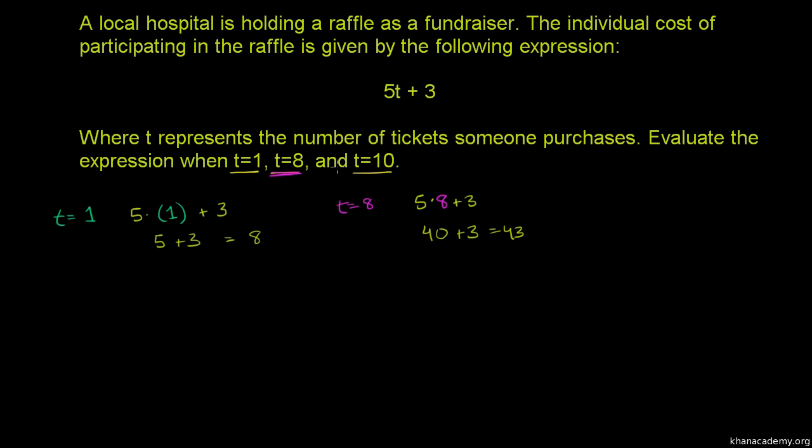And so we have the last situation with t is equal to 10. So 5t is 5 times 10. Instead of a t, we put a 10 there. 5 times 10 plus 3. 5 times 10 is 50. We do 50, and then we're going to have to add 3 to that. And that is equal to 53. And we're done.